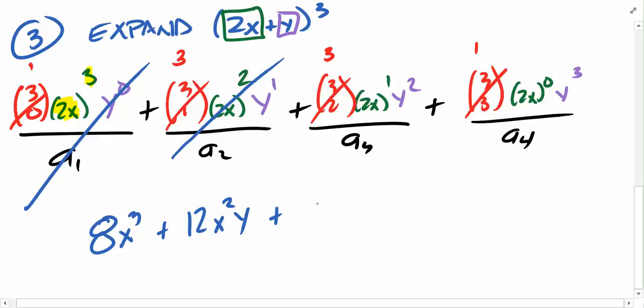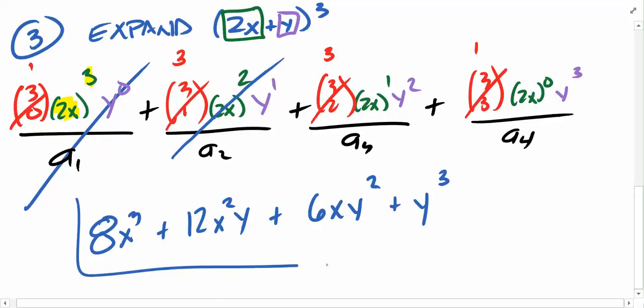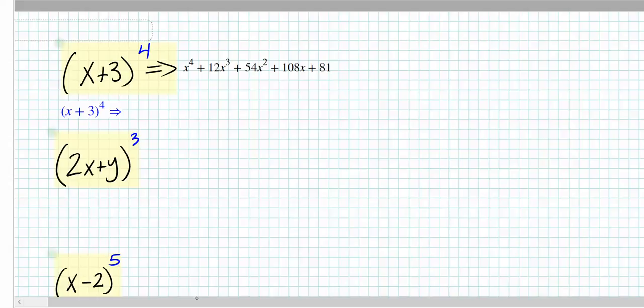6xy squared. And then what's the last term going to be? Everybody help me out. Y cubed. And so we think that this is the answer. We're going to check that real quick. Check this out. This is the one that we did. 8x cubed, 12x squared y, 6xy squared, and a y cubed. Yep, that looks good to me, right?